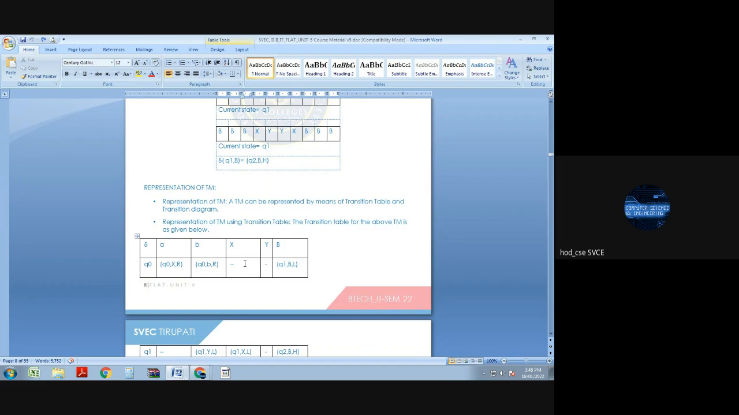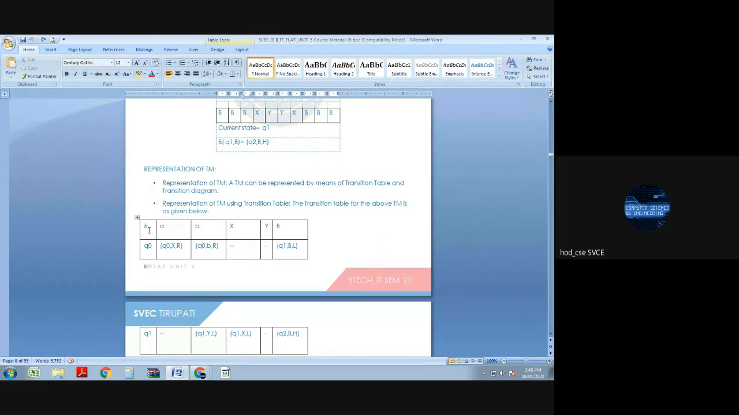Next one, representation of the Turing machine. We can represent a Turing machine by using either a transition table or a transition diagram. As you know, the finite automaton can also be represented with a transition diagram and a transition table. In the same manner, we can represent a Turing machine by using a transition table or transition diagram. By using both, we can represent it.